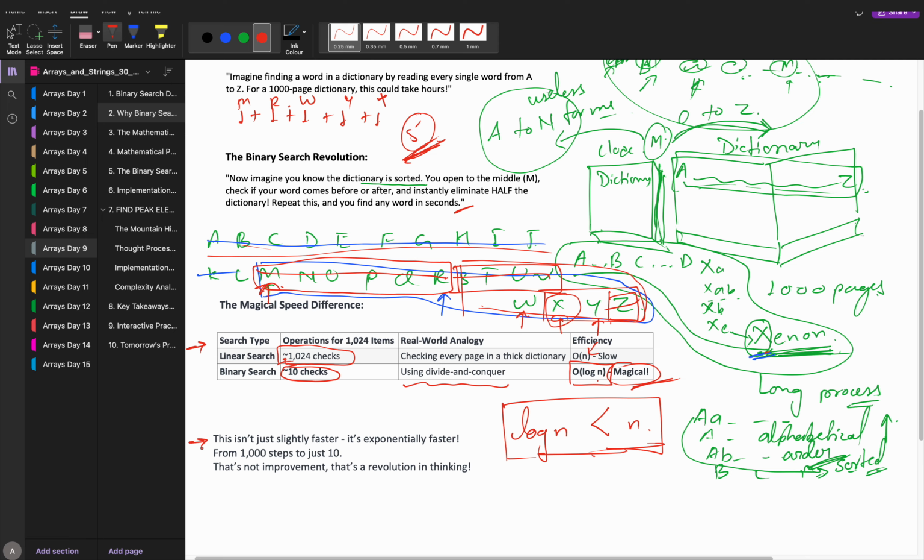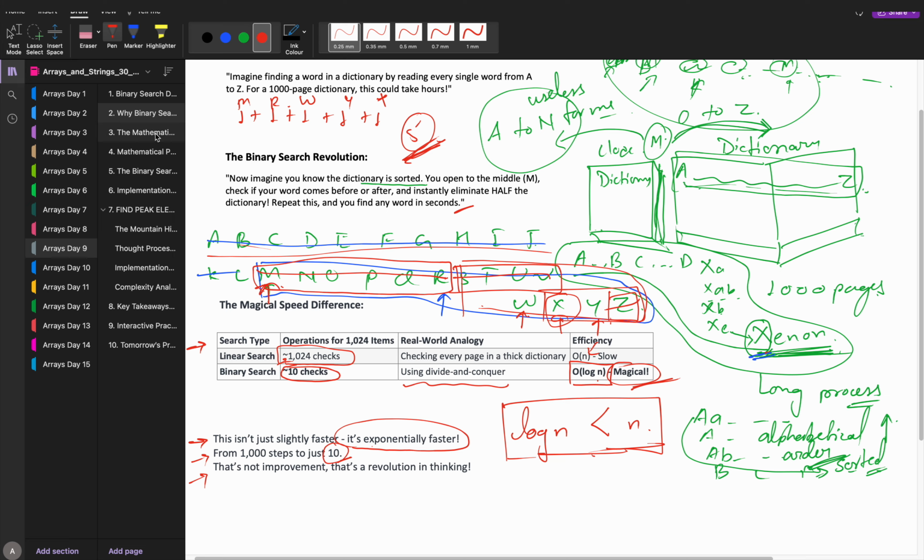So don't worry, this isn't slightly faster, because log n in comparison to n is not slightly faster. It's exponentially faster. Okay, from 1000 steps to 10 steps only. And this is just a small number, 1000. Even if you increase it to a million, it would still be just a countable number of steps. Okay, so that's not just an improvement. That's why I'm calling it a revolution in thinking and magical search.